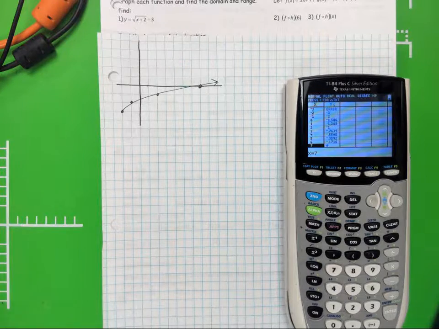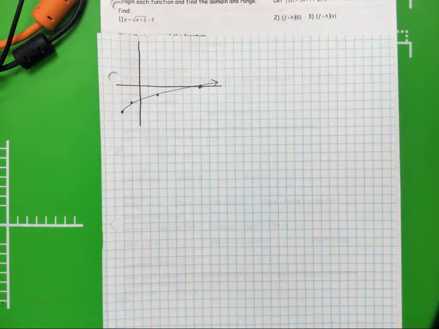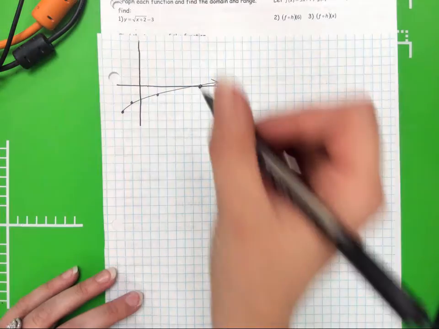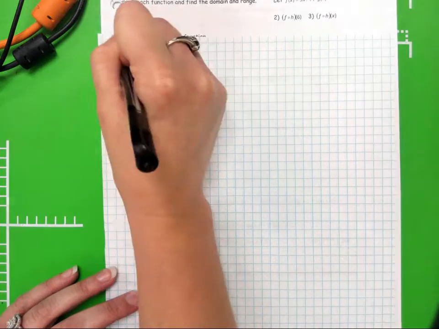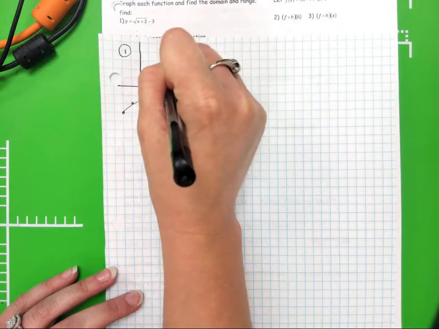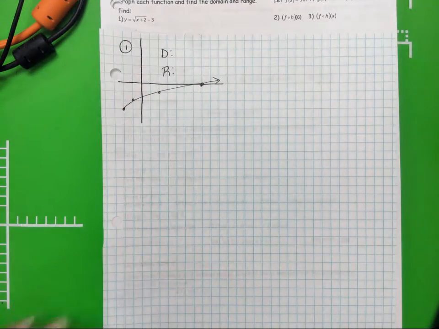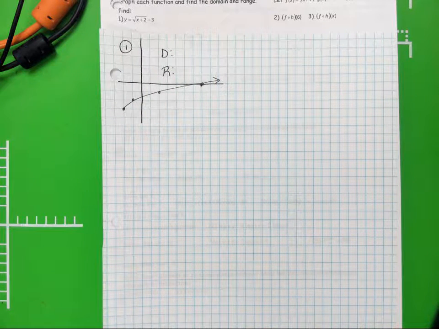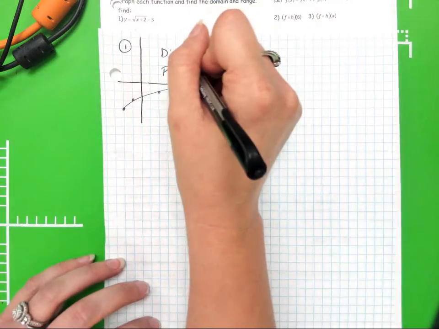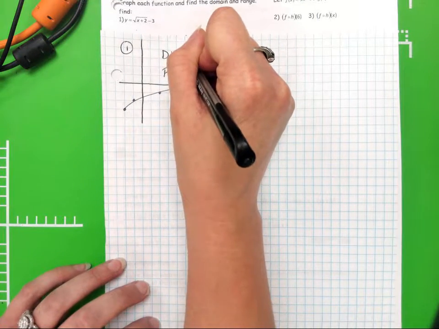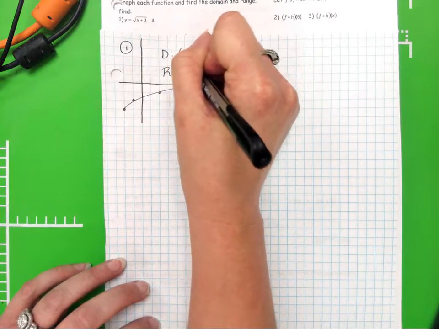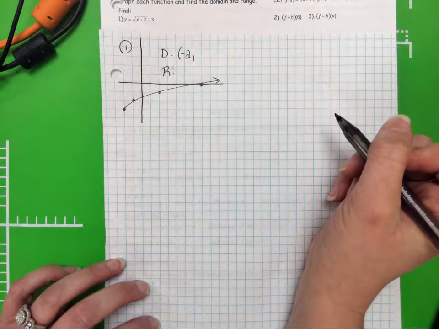Alright, then it said find the domain and range. So, what's the domain? No one? What is domain from which way to which way, guys? Come on, we've been doing this forever. Left to right. What's the farthest point to the left? Does it hit -2? No, so it gets a parentheses or bracket? Parentheses. And then where does it go to the right?